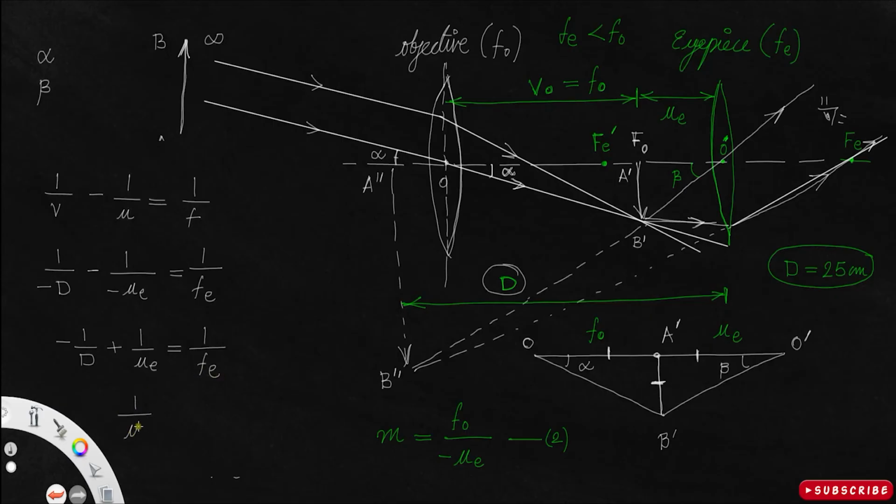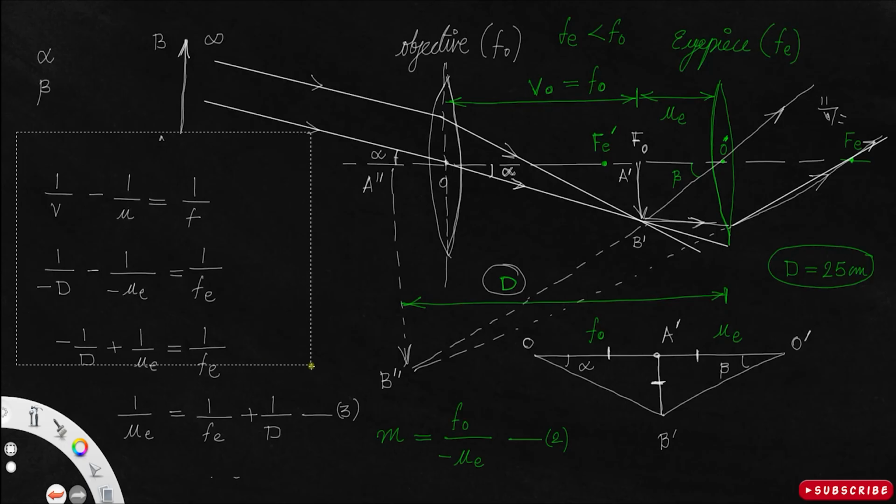So 1 by UE will be 1 by FE plus 1 by D. I took this term to the right. Call that equation number 3. Now, let me erase this.